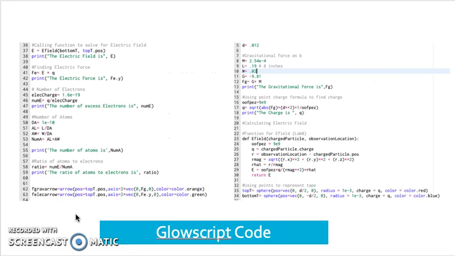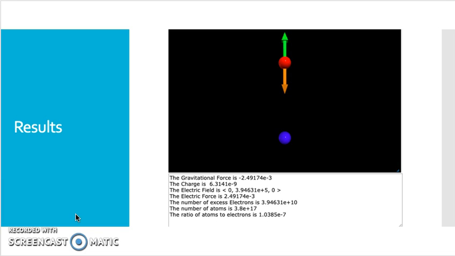All of these calculations I did within the GlowScript, and I did them in the exact same order as the previous slides. So determining the electric force and the charge, then the number of electrons, then the number of atoms. And these are the results that came from the GlowScript code, with the two dots representing the pieces of tape and the arrows representing the forces acting on the top piece of tape.